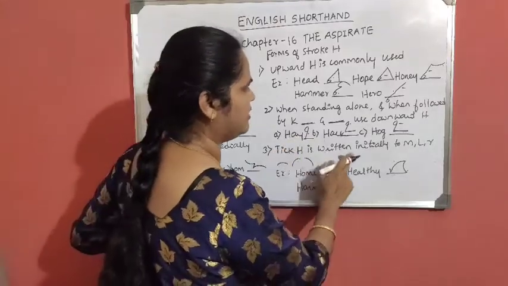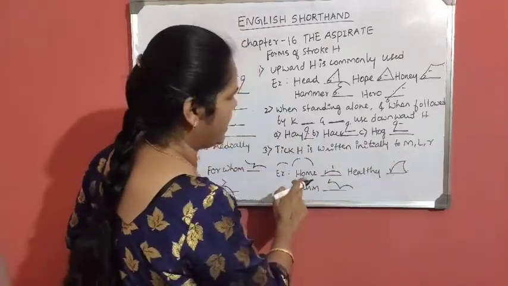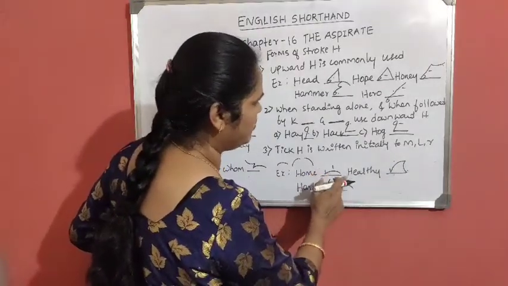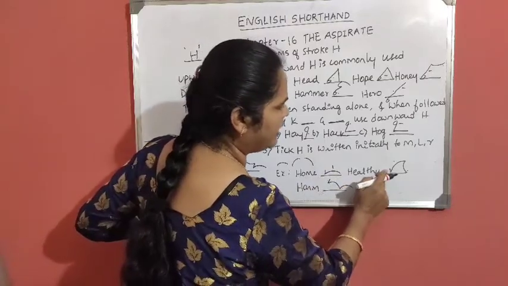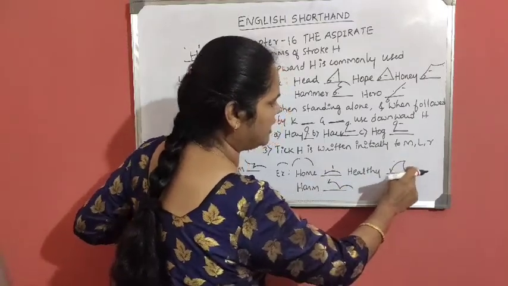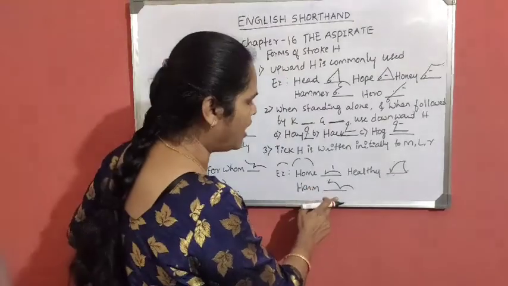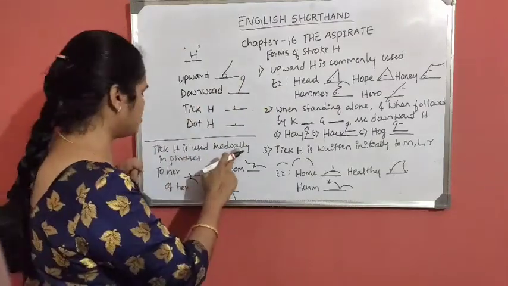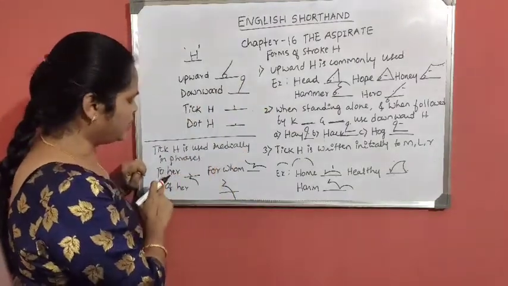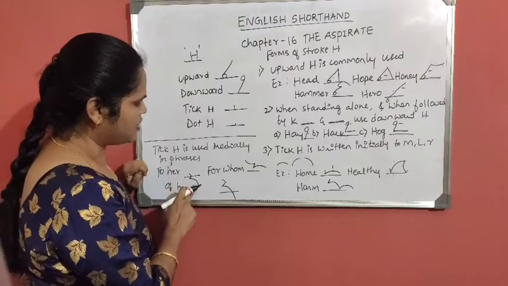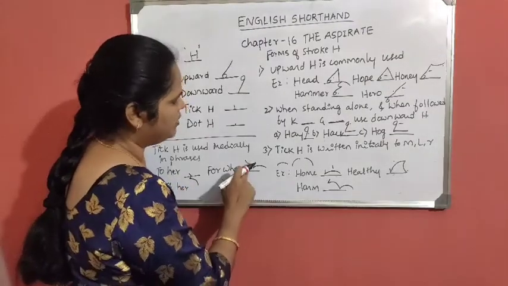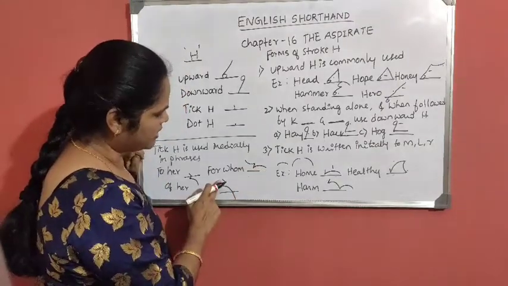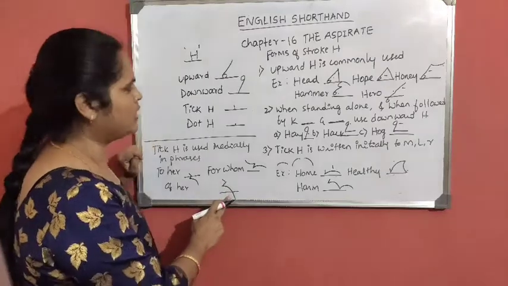Then tick H is written initially to M, L, R. Example, home, healthy, harm. This is tick H, M, O vowel. Healthy, tick H, L, it, after it, E vowel. Harm, tick H, R, this is downward R, then M. Here tick H is used medially in phrases. To her. To is a grammalogue of tick H, R. For whom. For is a grammalogue of tick H, M. Then of her. Of is a grammalogue of tick H, R, downward R.